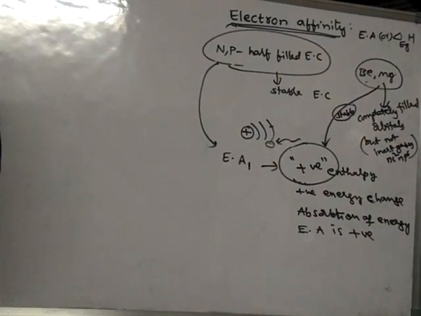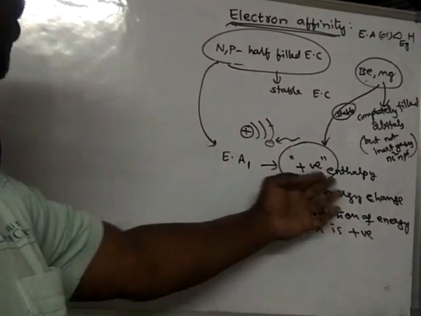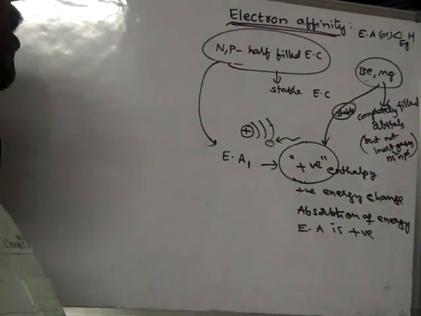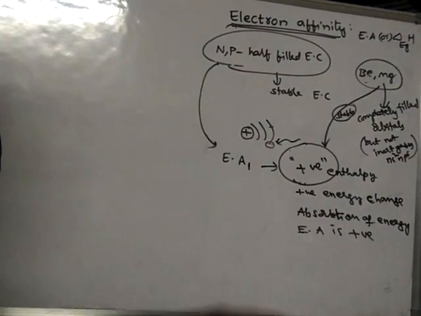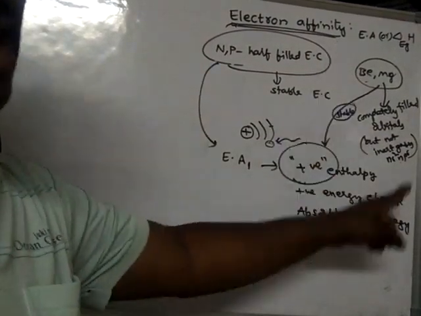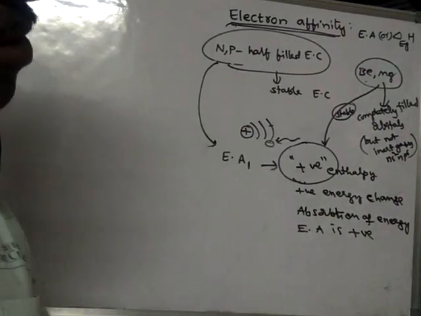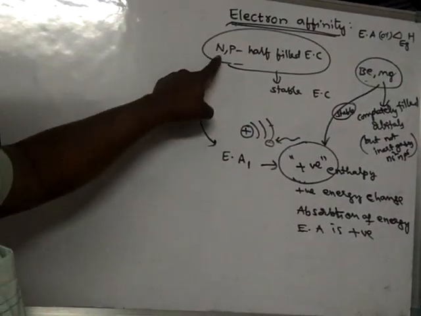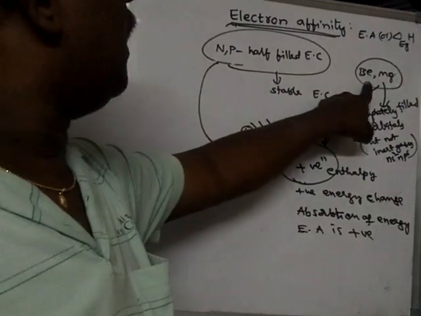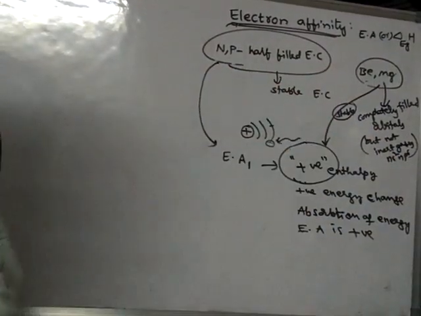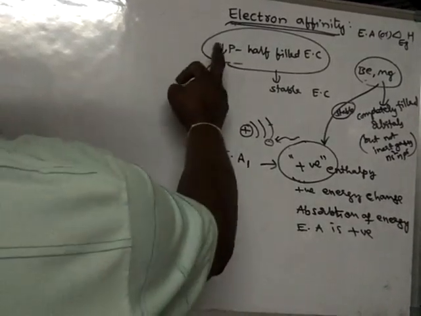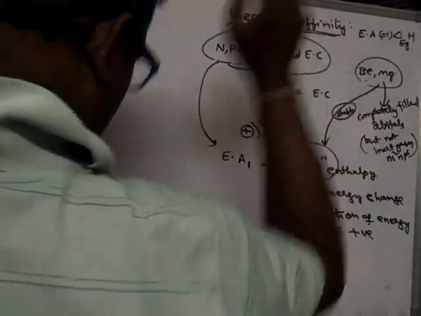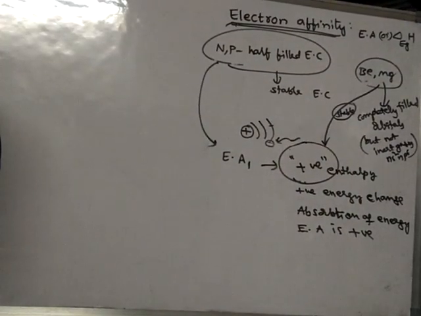So whenever atoms are stable atoms, they possess positive electron affinity. But inert gases possess zero electron affinity. So the electron affinity of inert gases is zero, whereas the electron affinity of nitrogen, phosphorus, beryllium, magnesium, these four, is positive. Their electron affinity values are positive.